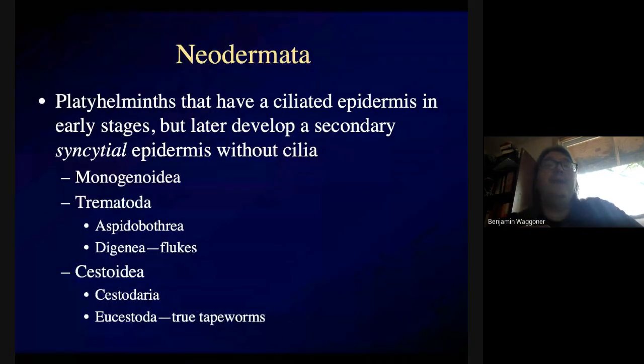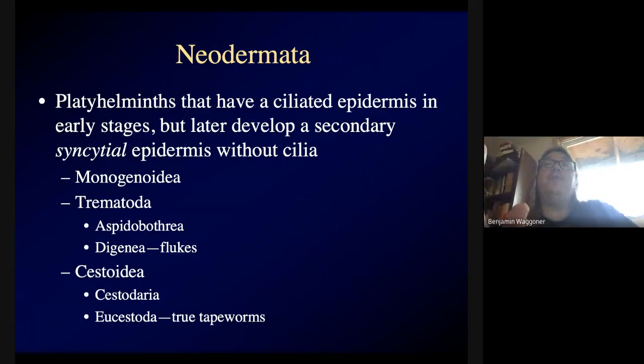And we can divide these into monogenids, trematodes, which includes flukes and a funky little group called Aspidobothrians, which means shield with a ditch dug in it, and I'll show you why. And then Cestoidea is the true tapeworms, plus some oddball things that nobody understands that tend to live in the rectums of chimera fish, called cestodarians. And we'll talk about those in a little bit.